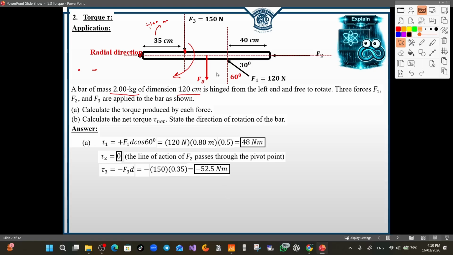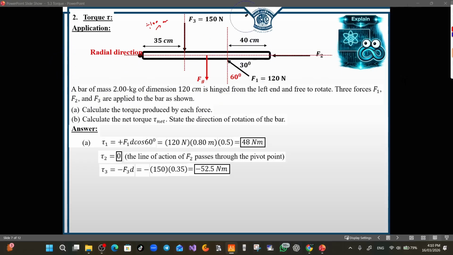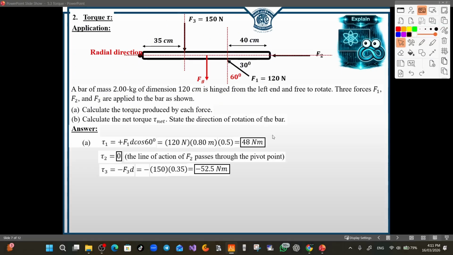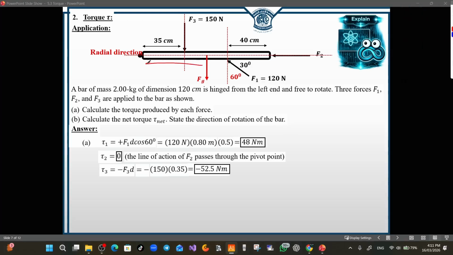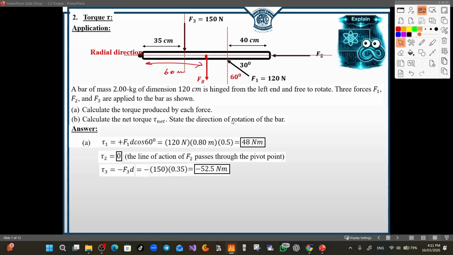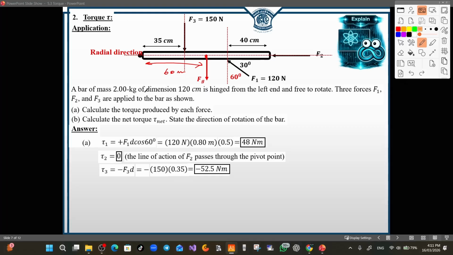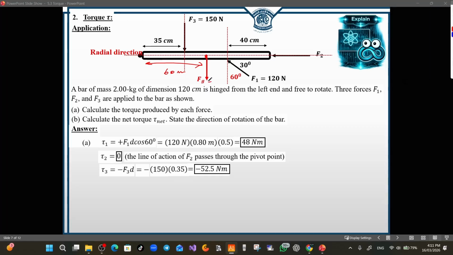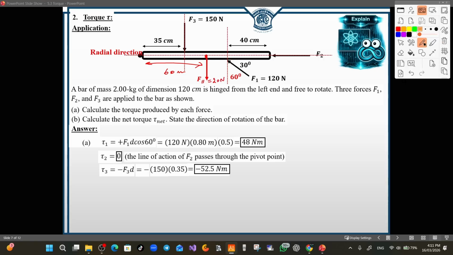Now the fourth force is the force of the gravity here, because we are dealing with non-negligible mass of the bar. We know that the force of the gravity is located in the middle point of the rod, which means the distance from here to there is 60 centimeter, because the total length is 120 and the midpoint will be located at 60 centimeter away from the edge on both sides. Now the force of the gravity of the rod is given by mass times the gravity. The mass is 2, the gravity is 10, so this is 20 Newton.